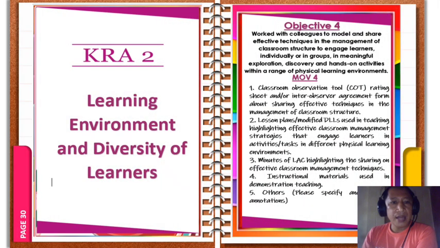Then we have KRA number 2, learning environment and diversity of learners. So work with colleagues. The objective: work with colleagues to model and share effective techniques in the management of classroom structure to engage learners individually or in groups in meaningful exploration, discovery, and hands-on activities with the range of physical learning environment. So kahit nasa pandemic pa rin po tayo, we have to make sure that we engage the learners in their learning tasks.